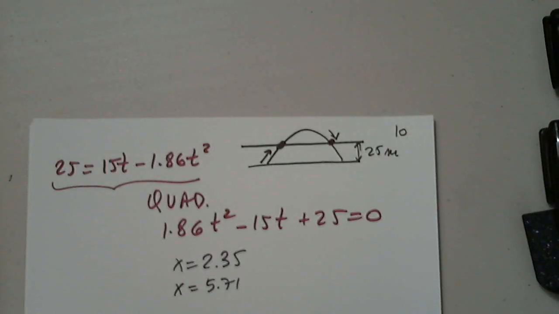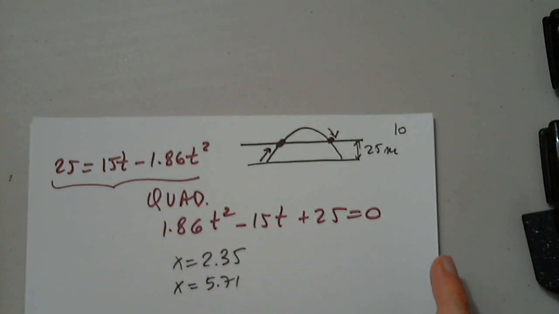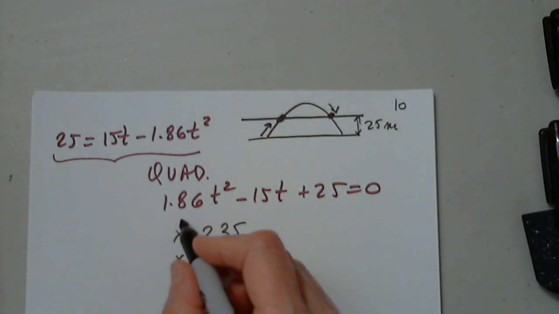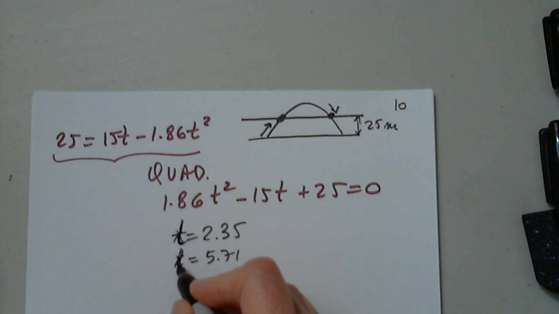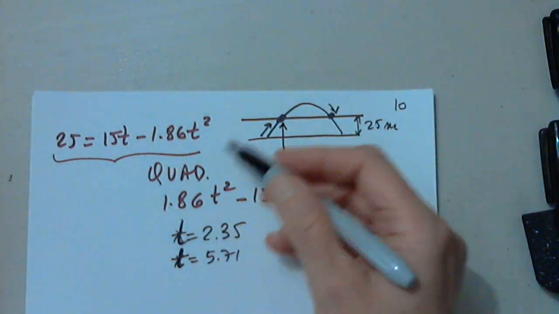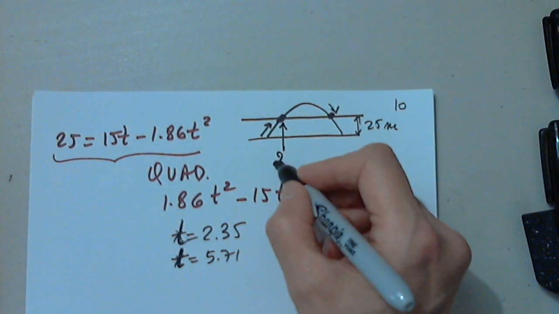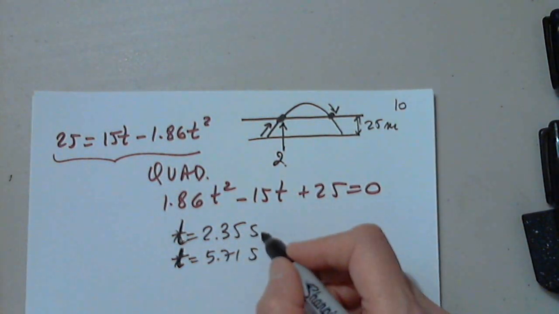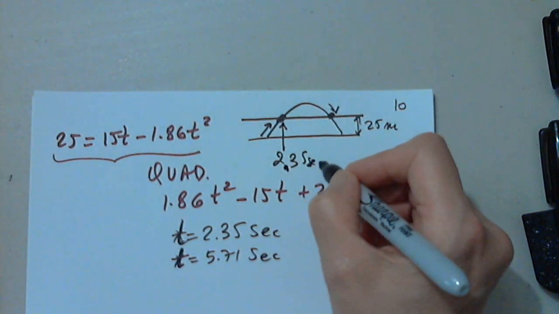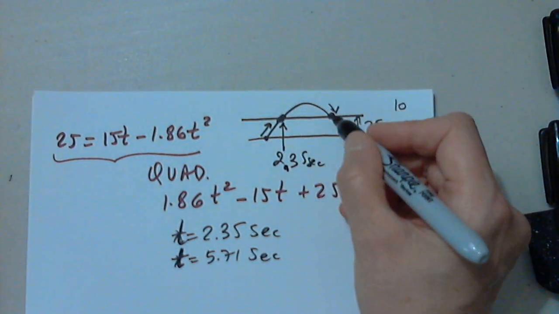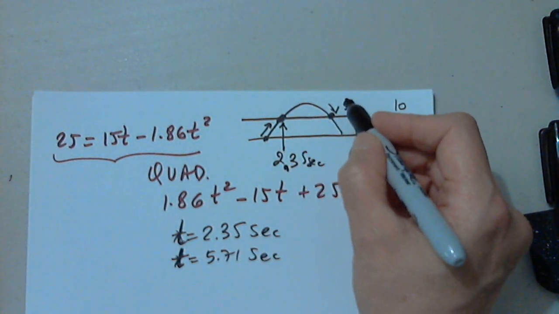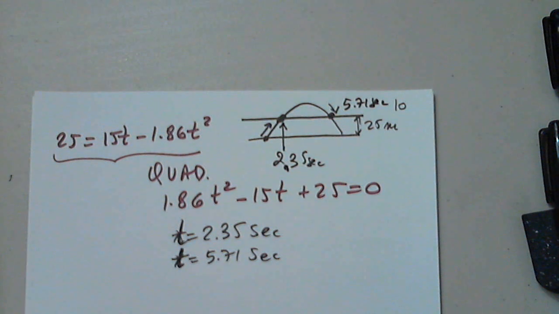Okay, so what do I do? What does this mean? Those are the t's. Yes, exactly. I meant to write t. Yes, of course. So this is the t1. At this point, it's after 2.35 seconds. So of course, I have to write seconds. So 2.35 seconds. And then from this point till this point, from here till here, 5.71.